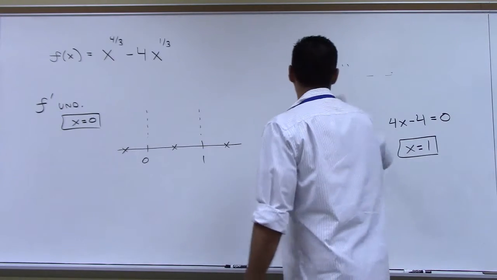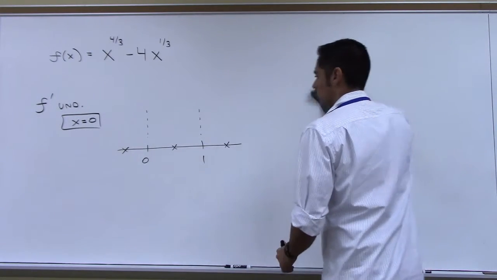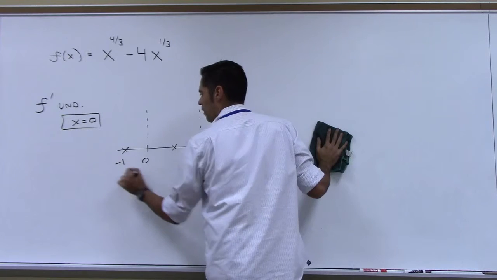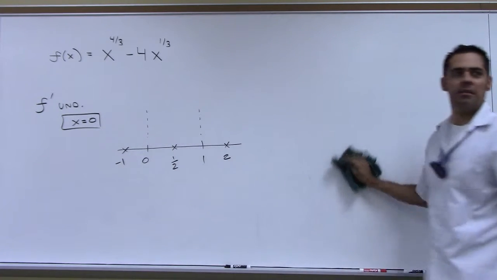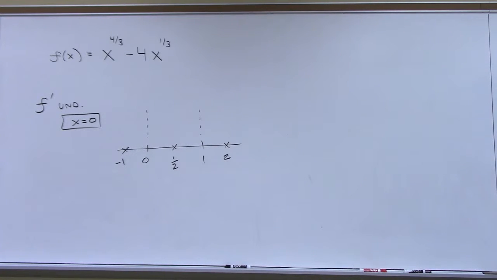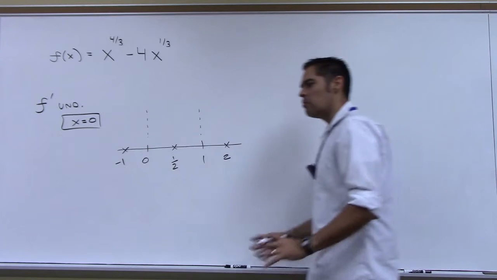And let's pick some points. What do you want? -1, 1/2, 2. Where are these going? Derivative. Okay, so that's, again, one of those things you've got to be real careful with on the test.